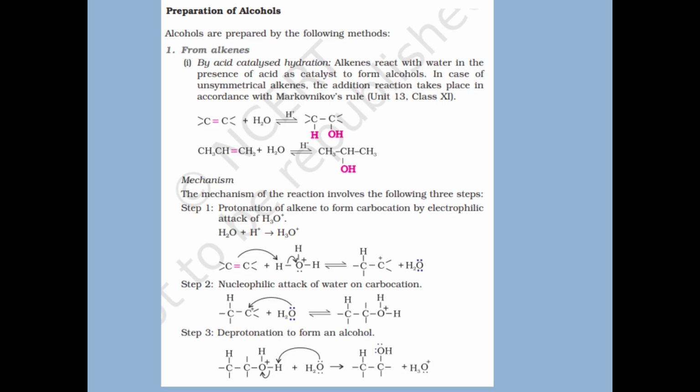Preparation of alcohol. Preparation of alcohol from alkenes by hydration in the presence of acid, called acid catalyzed hydration reaction. The alkene double bond is converted into an alcohol. It follows Markovnikov's rule of addition. So propylene under this reaction is converted into propan-2-ol.